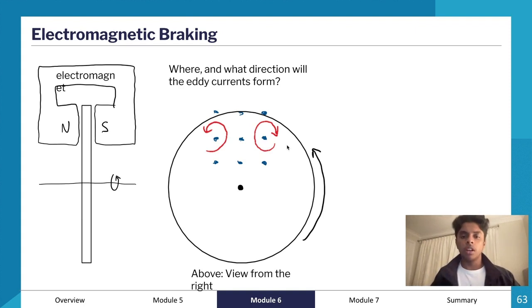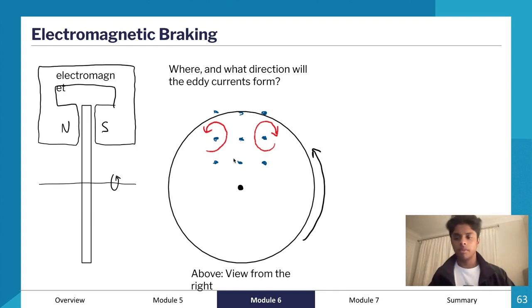So it will now turn clockwise to generate a magnetic field into the page, because it's being introduced into a magnetic field coming out of the page. So it will generate a magnetic field going into the page, in the opposite direction. And so eddy currents on the right-hand side of the wheel will turn clockwise, whereas eddy currents on the left-hand side of the wheel will turn anti-clockwise. So that is eddy currents.